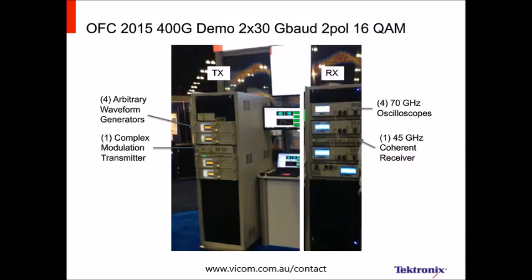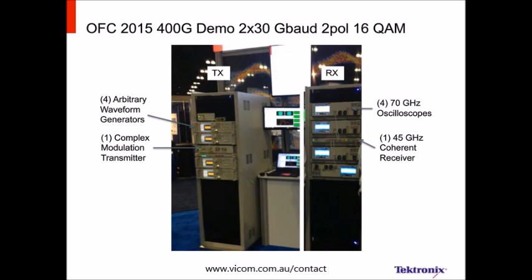And then this is what we did at OFC 2015. We did a 30 gigabaud dual-pole 16QAM signal using 2 carriers. So the aggregate data rate is well above 400 gigabit per second. And this was using 4 arbitrary waveform generators. Each one is creating XI, XQ, YI, YQ signals, and then those go to the IQ modulator. That signal is then sent over to the optical modulation analyzer, in this case composed of 4 70 gigahertz digitizers.